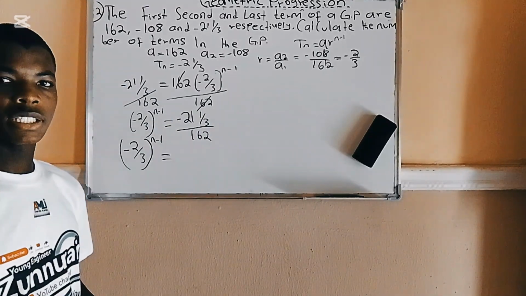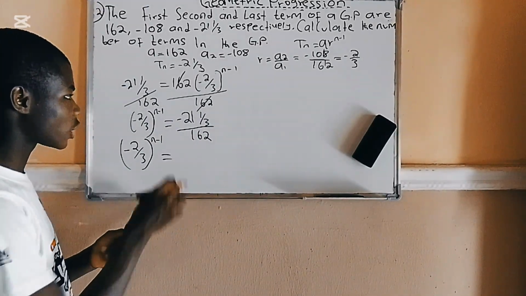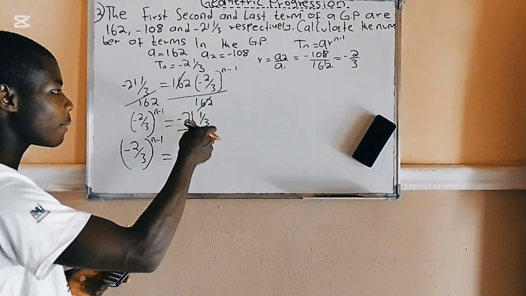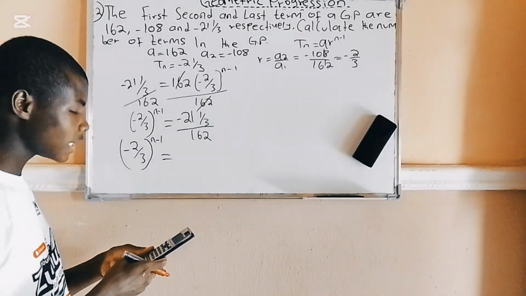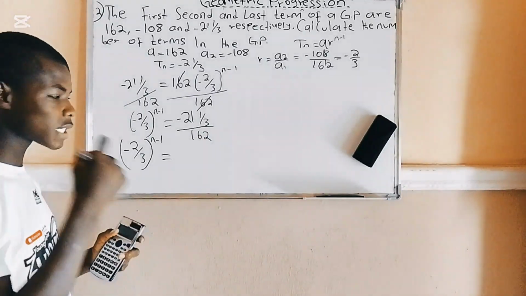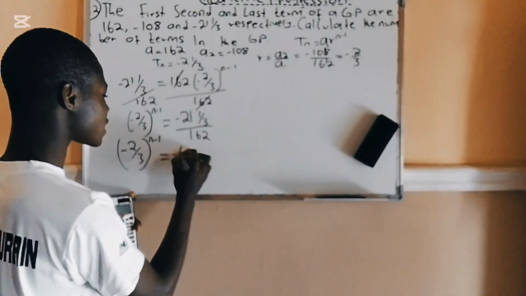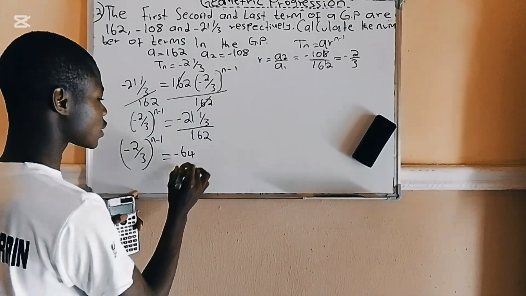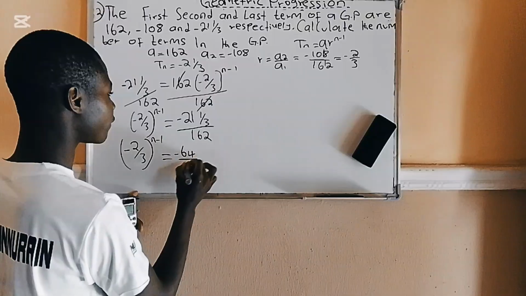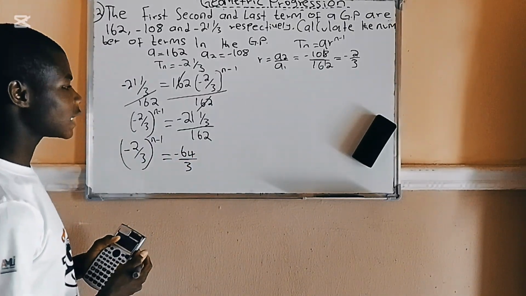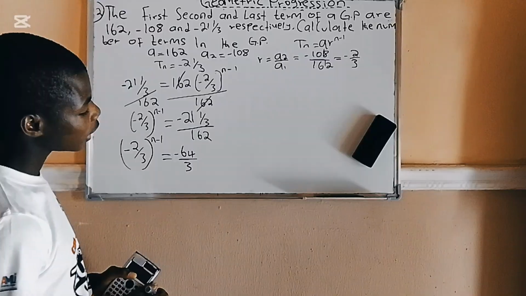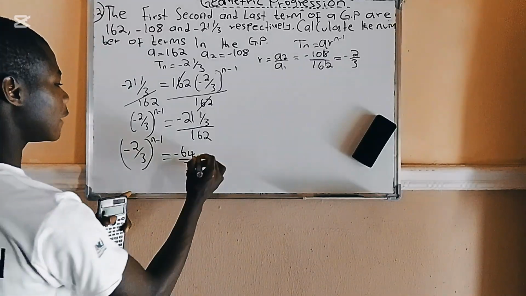This mixed fraction, let me make it a proper fraction. If I say 21 multiplied by 3, I will get 63, plus 1, which is 64. So therefore, minus 64 divided by 3, over 162.